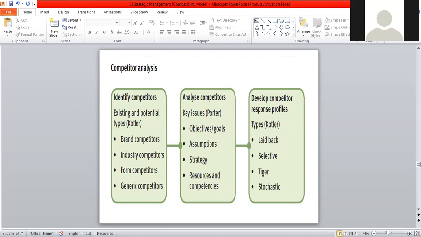Then tiger is aggressive in nature. So aggressive action. For every small thing, they take major decisions and react in an aggressive manner. That is tiger. Stochastic. What is stochastic?